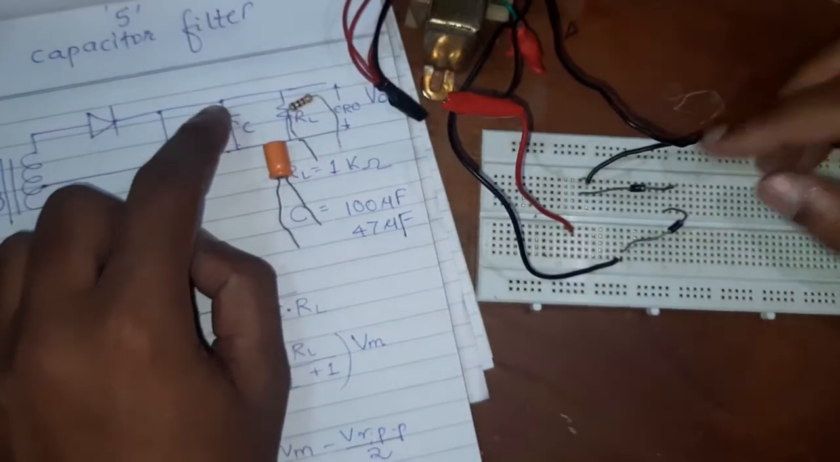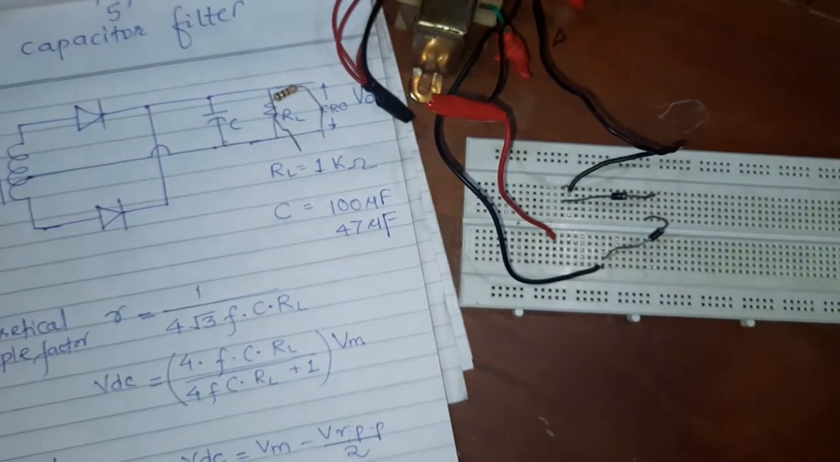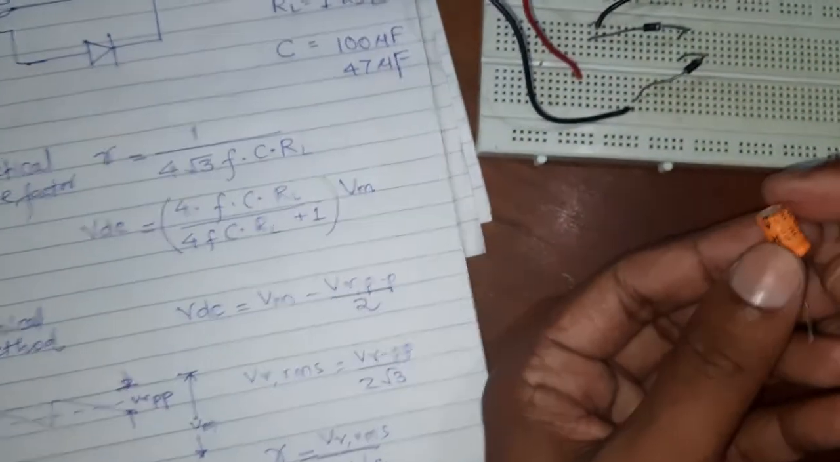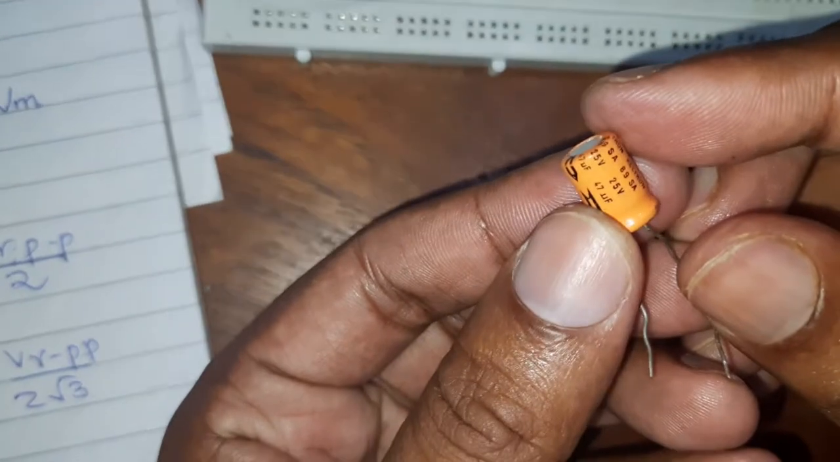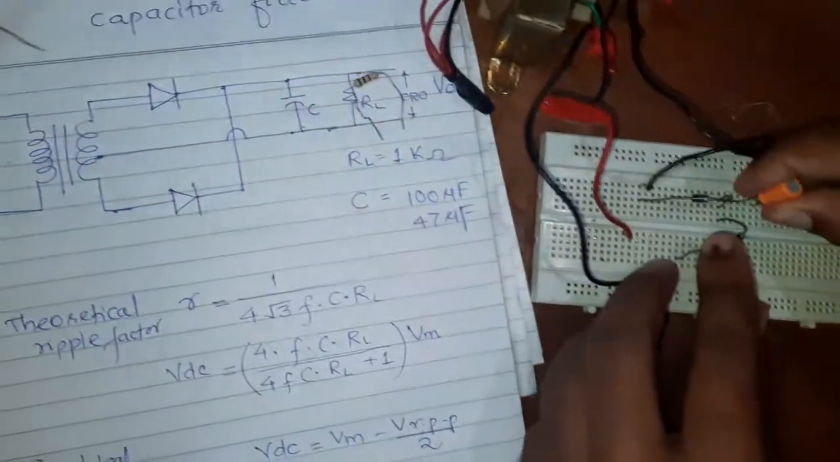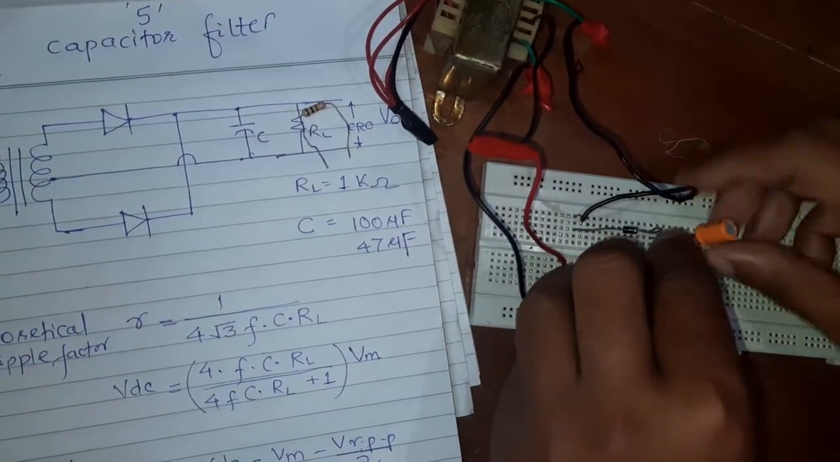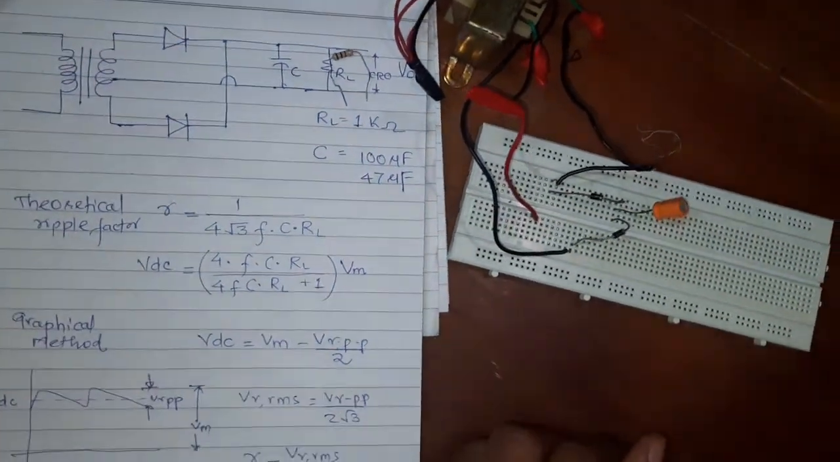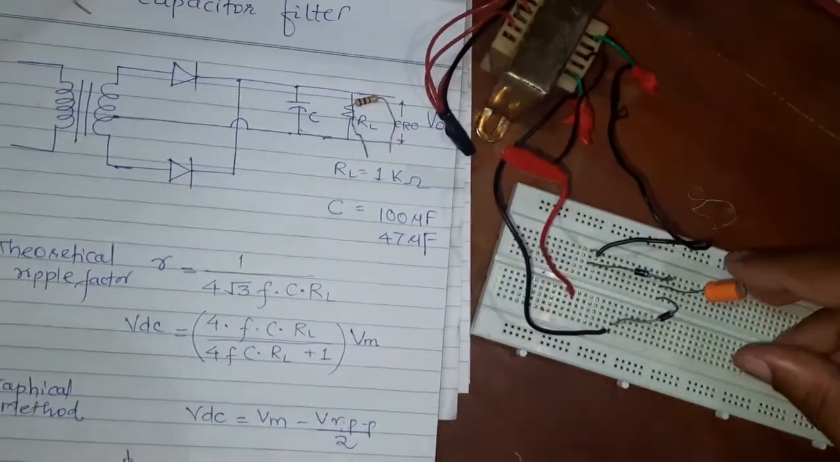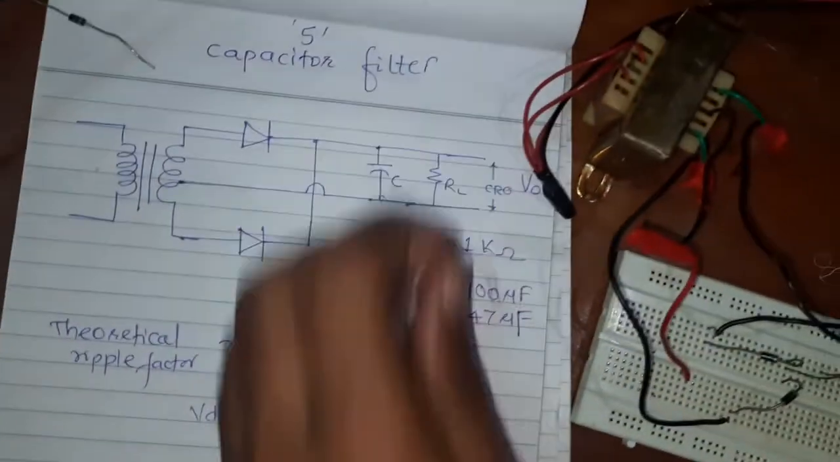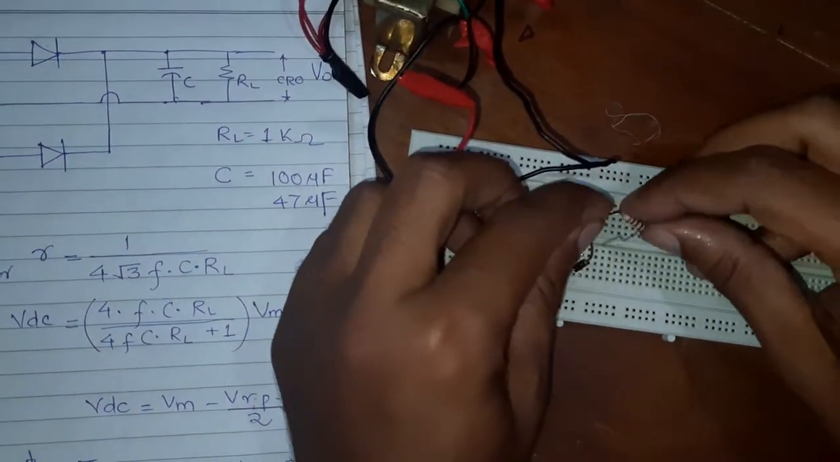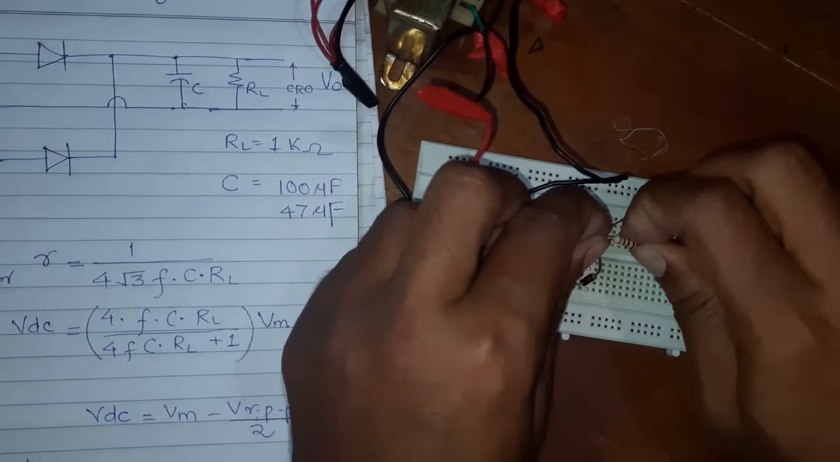Now from there we have to connect a capacitor, that is 47 microfarad. So this is a 47 microfarad capacitor. The positive terminal of the capacitor goes over here, and the negative terminal I will connect over here. So this is how it is. And across the capacitor we need to connect a load, that is your 1 kilo ohm resistor. So we are connecting a 1 kilo ohm resistor across the capacitor.